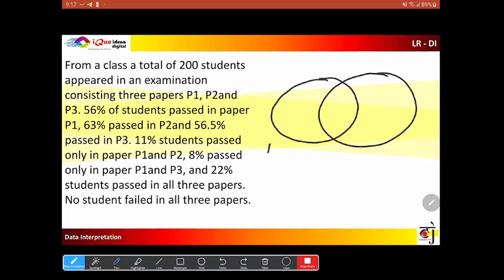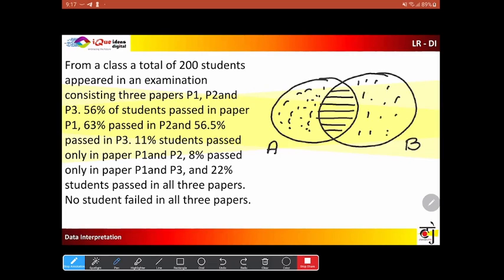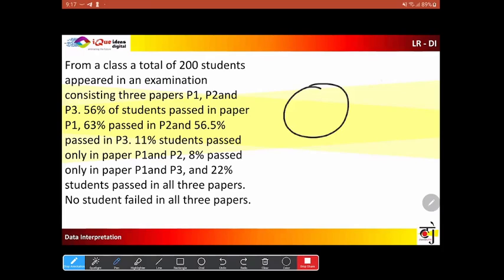Where the first circle represents A and the second circle represents B, if something is put in the common area, it means that person has passed in both A and B. If I put something in this particular area, it means the person has passed only in A. If I put something in this area, it means the person has passed only in B. And if I put something outside, it means the person has failed in both subjects.